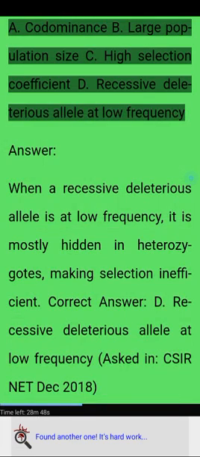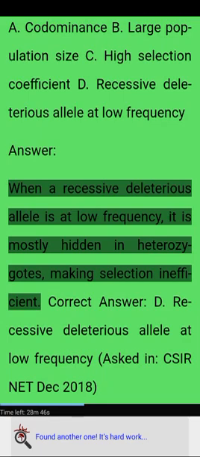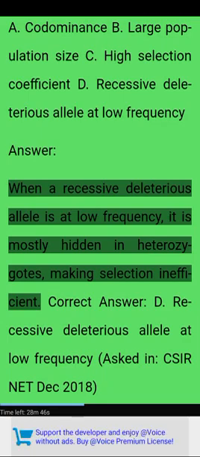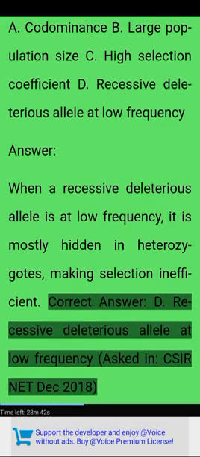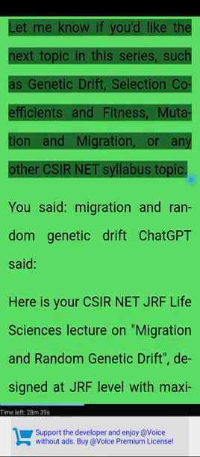A, codominance. B, large population size. C, high selection coefficient. D, recessive deleterious allele at low frequency. Answer: when a recessive deleterious allele is at low frequency, it is mostly hidden in heterozygotes, making selection inefficient. Correct answer, D, recessive deleterious allele at low frequency. Asked in CSIRNet Deck 2018.